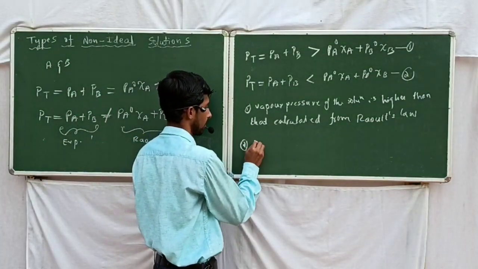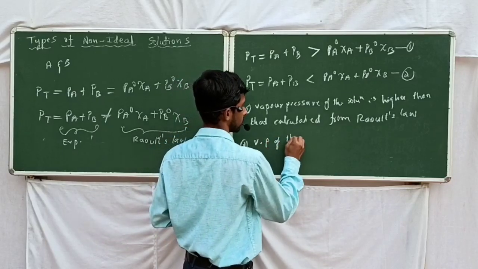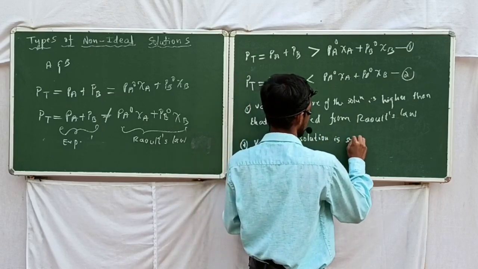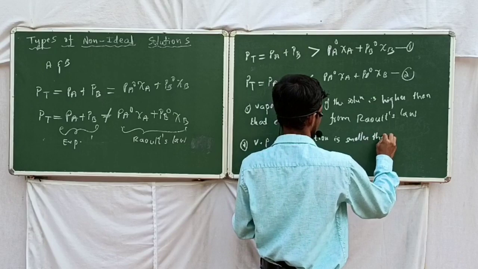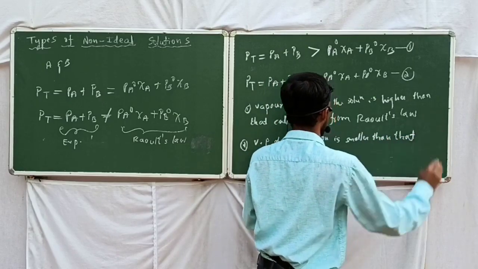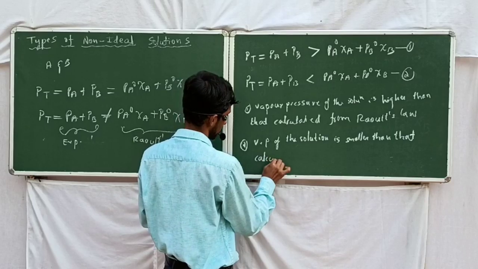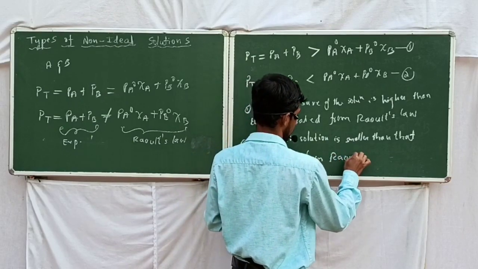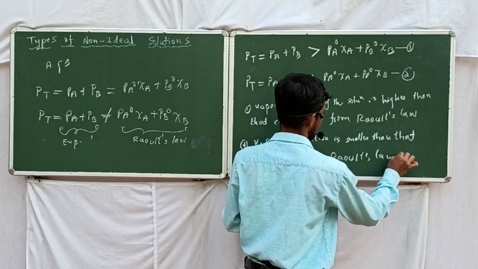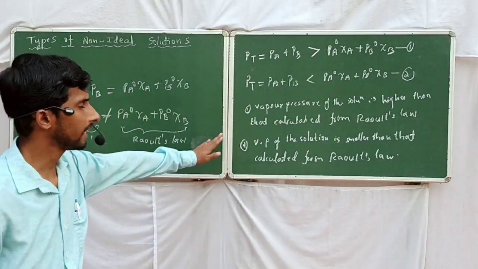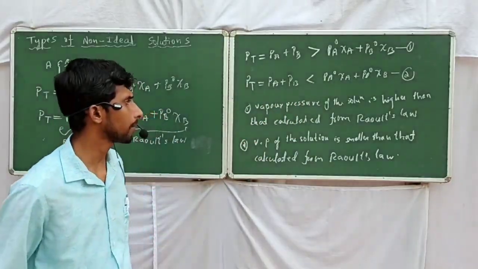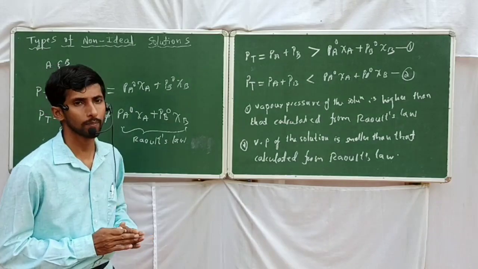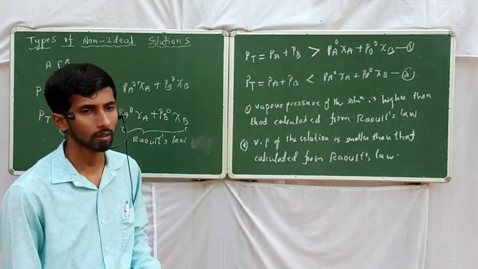The second condition is the vapor pressure of the solution is smaller than that calculated from Raoult's law. These are the two conditions. That is the meaning of deviation from Raoult's law. In the first condition, the vapor pressure of the solution is higher than that calculated from Raoult's law. The second condition is the vapor pressure of the solution is smaller than that calculated from Raoult's law.